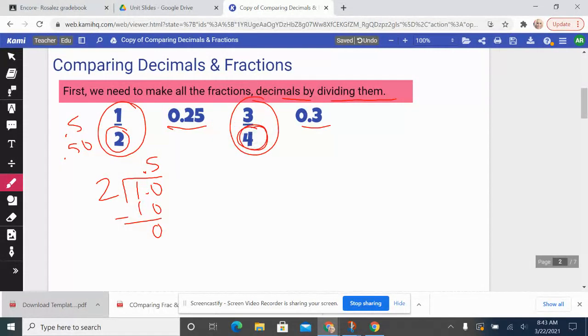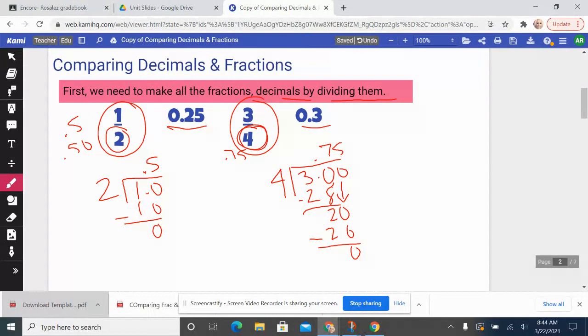All right, so now I need to do the same thing. So remember, denominator or the bottom number is always on the outside of the house. Well, 4 doesn't go into 3, so I'm going to add my decimal since there isn't a decimal, and then I'm going to add a 0. Well, now I know that 4 goes into 30 7 times. 4 times 7 is 28, and I get 2. Well, 4 doesn't go into 2, so I'm going to add a 0. Okay, well, 4 does evenly go into 20, and it goes 5 times. Okay, so that is how you would make a fraction a decimal. So technically, 3/4 is the same as 0.75.